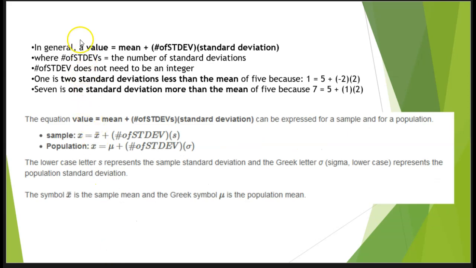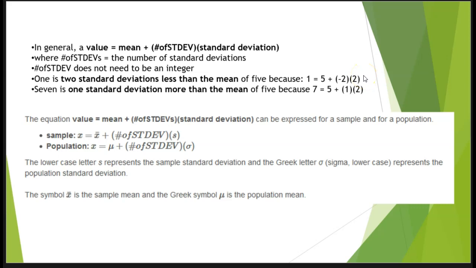So in general, we will use this equation where the value equals the mean plus the number of standard deviations times the standard deviation. Remember that the number of standard deviations doesn't need to be an integer. So you could be asked for 1.5 times. So don't be confused if you notice that the number of standard deviations is not an integer. Now let's take a look at these two parts here.